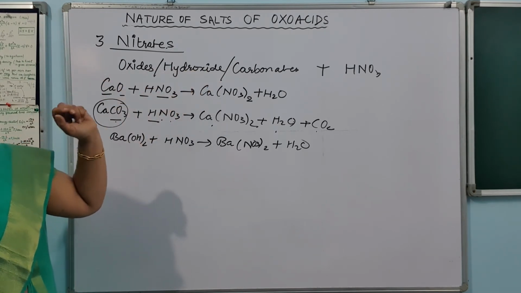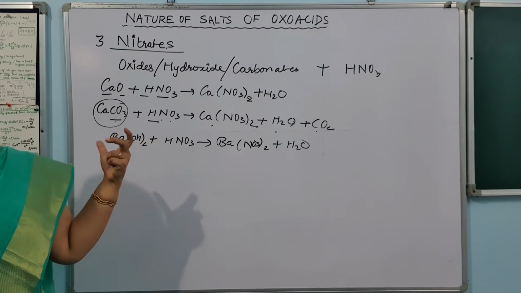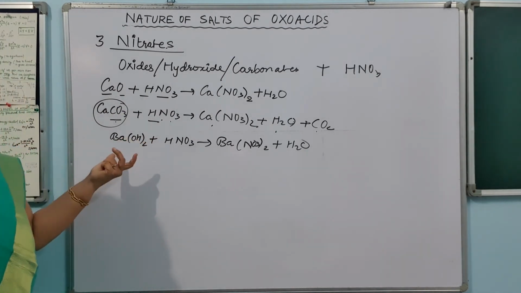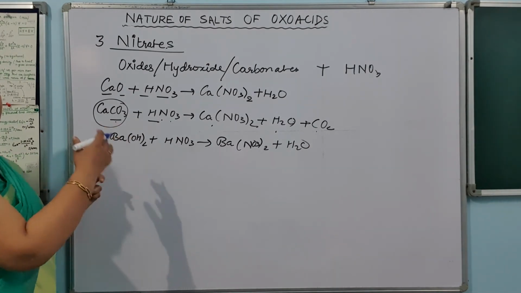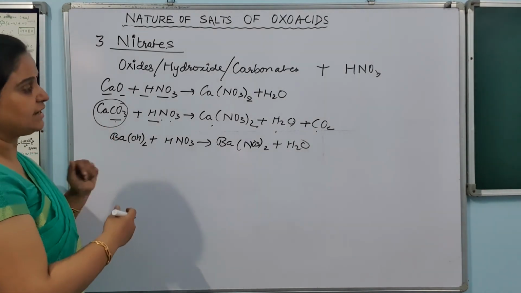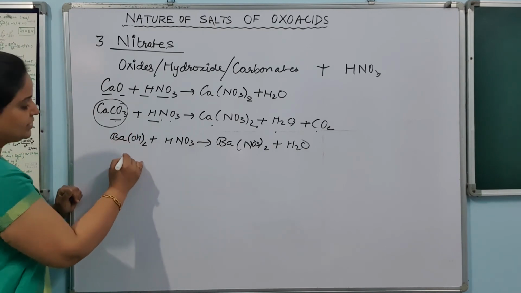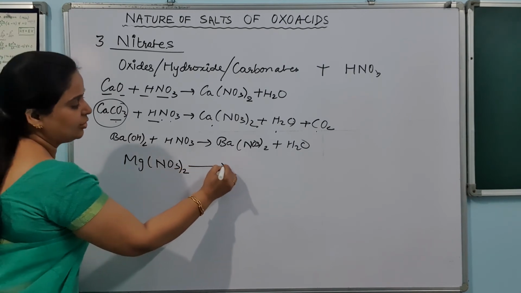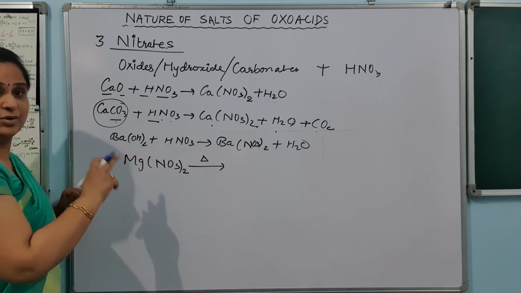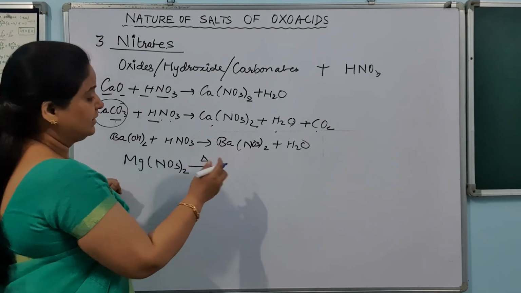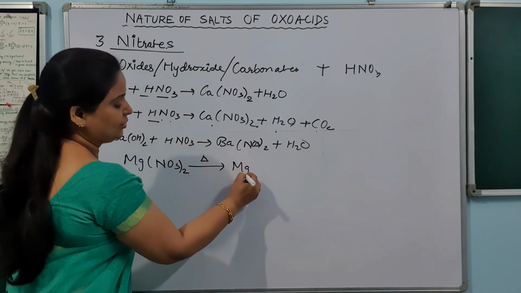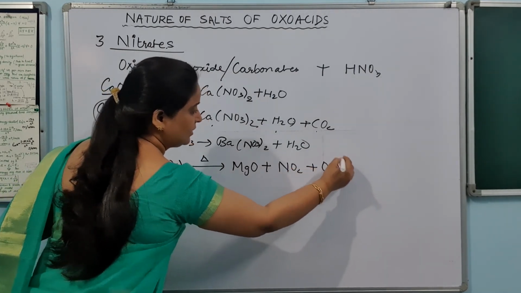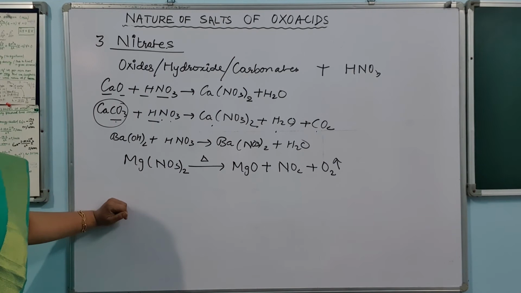So let us talk about how they decompose, whether they decompose on heating or not, or how their stability changes. If I talk about the decomposition, the nitrates decompose to give you nitrogen dioxide and oxygen. For example, if I decompose magnesium nitrate, Mg(NO3)2, on heating it decomposes to give you oxide, nitrogen dioxide and oxygen. So MgO will be formed, NO2 will be formed and oxygen will be formed. So this way these two gases will be formed.